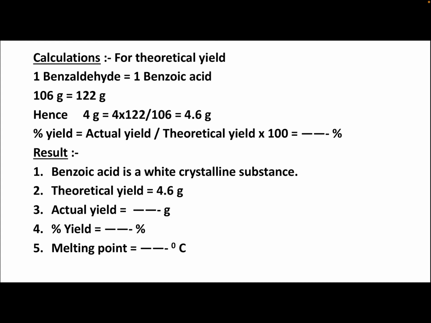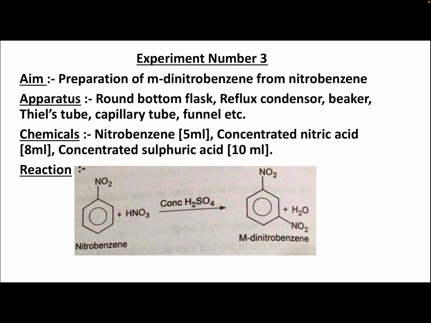Result: benzoic acid is a white crystalline substance. Theoretical yield is equal to 4.6 gram. Actual yield, which you are finding out, is dash grams. Percentage is equal to dash percentage. Then find out the melting point, that is that many degrees centigrade. This is the result of the second experiment.